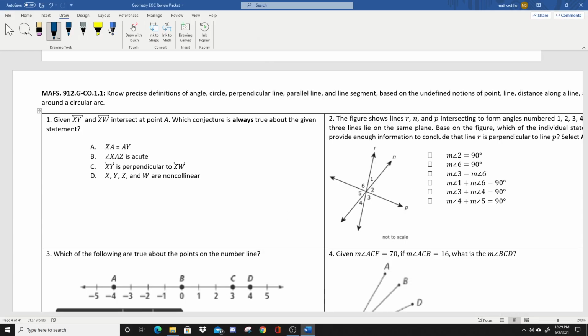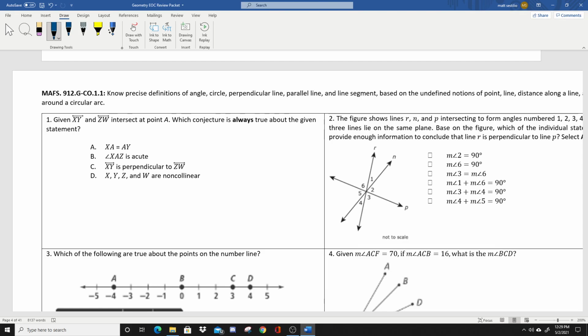Alright, page 1, number 1. It says given line XY and line ZY intersect at point A. Which conjecture? This just means what statement? You know, which one of these is going to be okay? So which conjecture is always true?